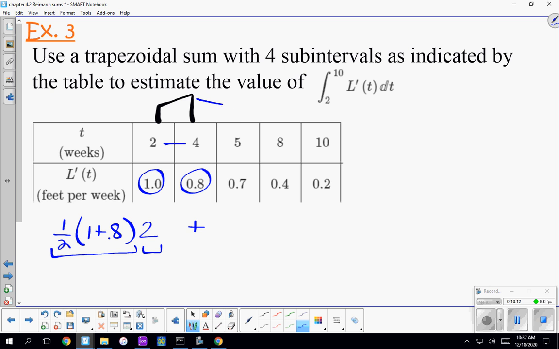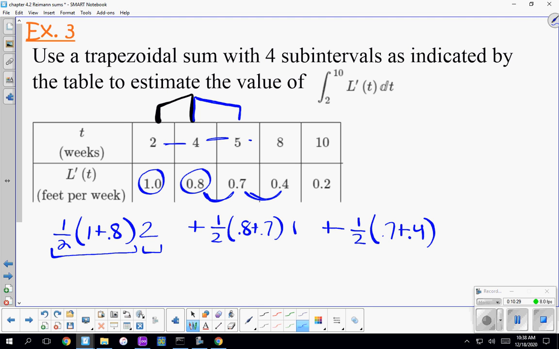Okay? For this next trapezoid, again, I just draw some random trapezoids here. I need to average these two heights. So 0.8 plus 0.7, and then I'm multiplying by the width. Okay? I'm going to continue this process. Now I'm averaging together the two heights of the next trapezoid. And I'm multiplying by the width, which is 3. And then finally, I'm going to average the two. So I have 1/2 of 0.4 plus 0.2 times the width of this interval, which is 2. And if I simplify, I get an estimate for the area under this curve.